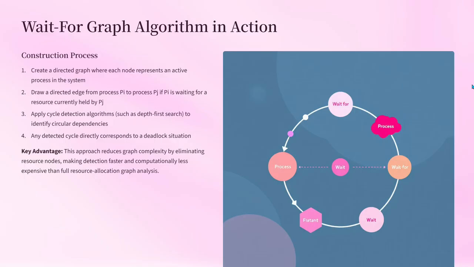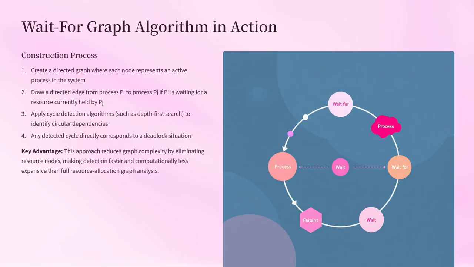Now let's take a closer look at how the wait-for graph algorithm works in practice. We start by creating a directed graph where each node represents a process currently active in the system. Next, we draw an edge from process Pi to Pj, where Pi is waiting for a resource that Pj currently holds. Once the graph is built, we apply a cycle detection algorithm such as depth first search. If a cycle is found, it directly indicates a deadlock.